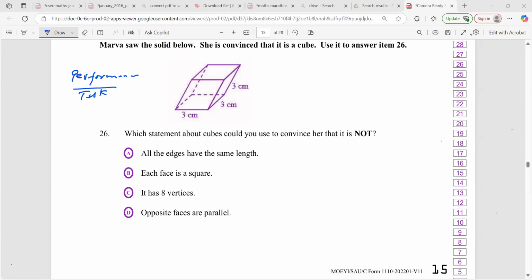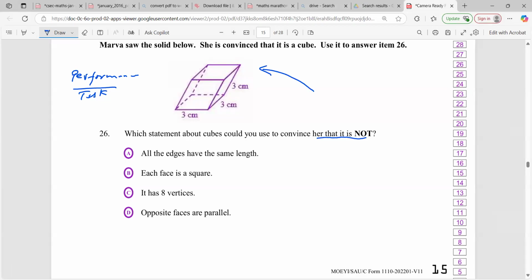All right. Let us hear from the class. Guys, do you agree with his answer? Yes, sir. So you think it's A? All right, listen to what it says. It says not. Which statement about cube could be used to convince her that it's not a cube? So you're going to look at this and then compare.